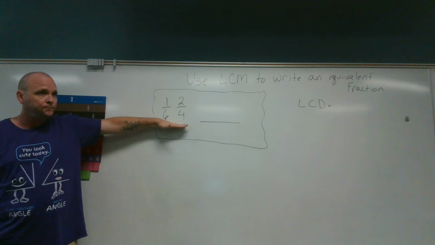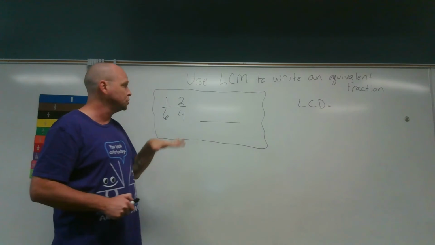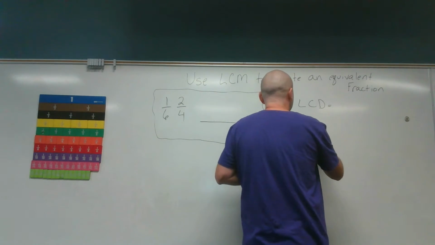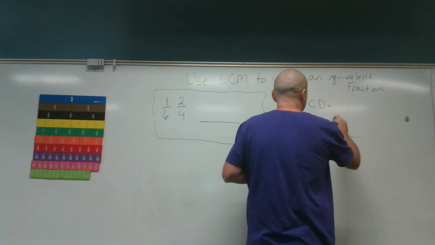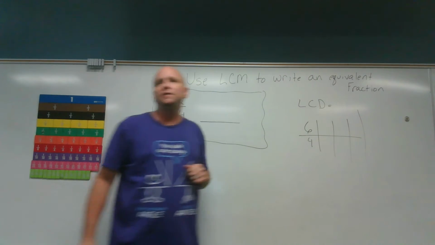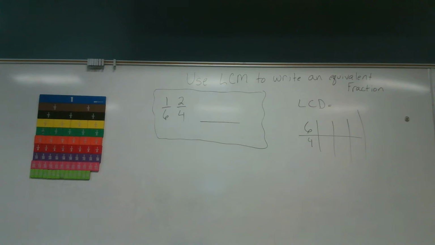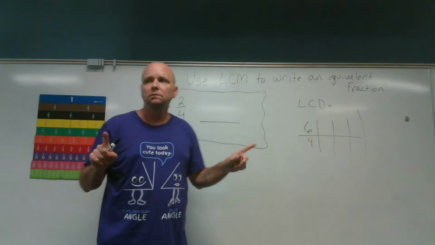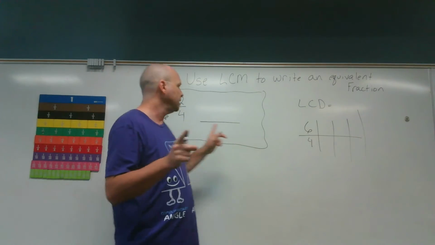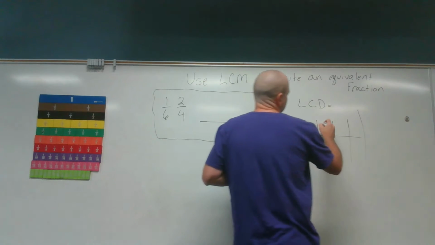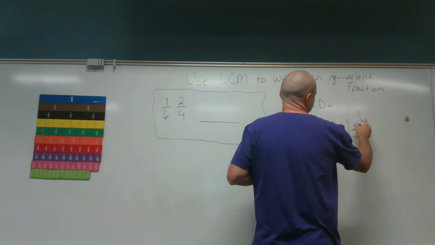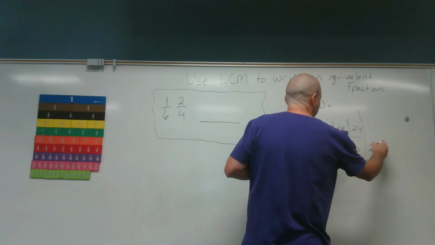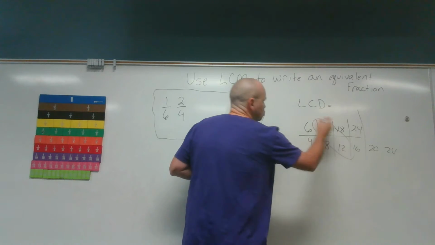So the first step in finding equivalent fractions for these two is to find our least common denominator. So I take my two denominators, which are what, Eric? 6 and 4. And I list my multiples of my denominators until I find the first multiple that they have in common. It's not 24. If I list my multiples, 6, 12, 18, 24, but wait, 4, 8, 12, 16, 20, 24, but wait, it's 12.